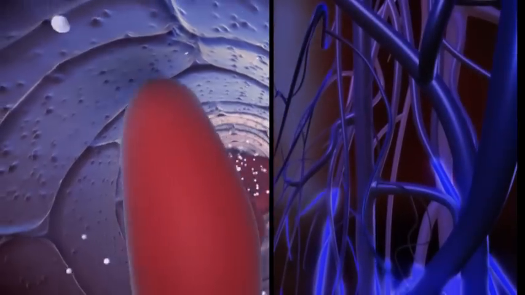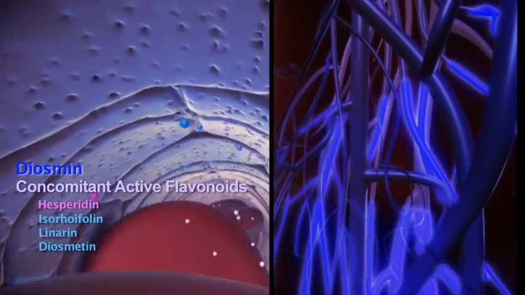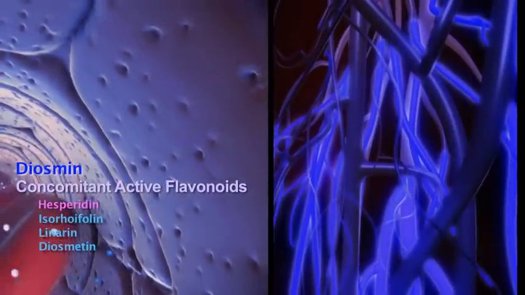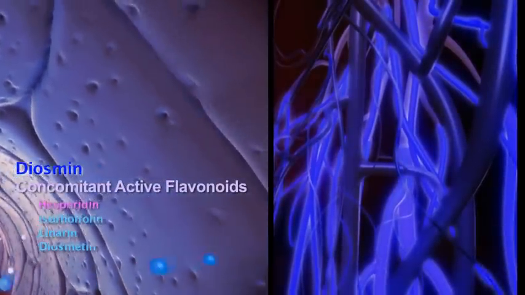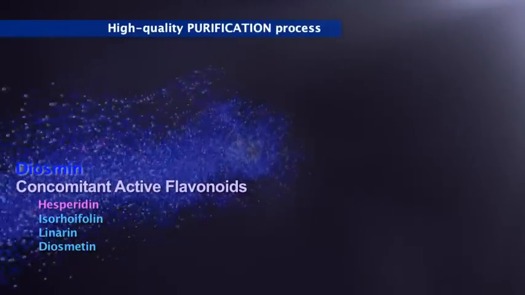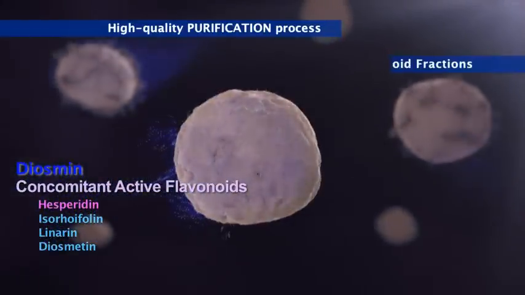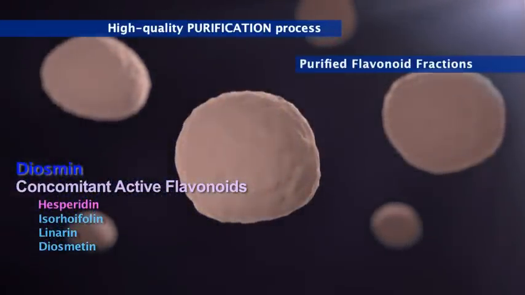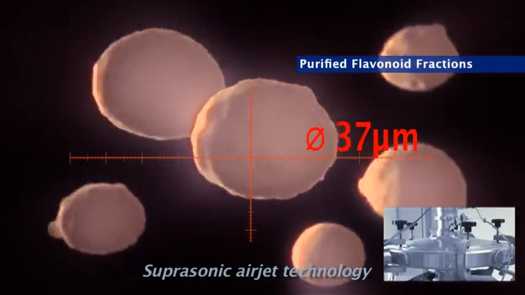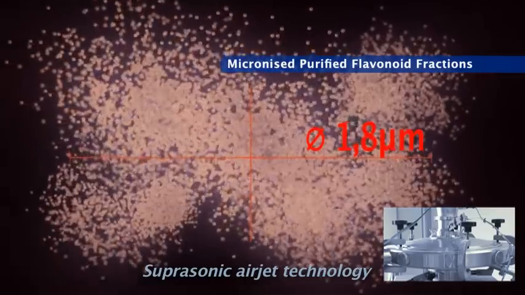Each fraction of Daflon 500 mg's unique composition contributes to its unsurpassed clinical efficacy, since each of the flavonoid fractions present in Daflon 500 mg decreases the appearance of leaky sites. Thanks to a high-quality process, Daflon 500 mg particles are guaranteed to contain a minimum concentration of each concomitant active flavonoid fraction. Thanks to a high-quality micronization process, Daflon 500 mg particles measure less than 2 micrometers.